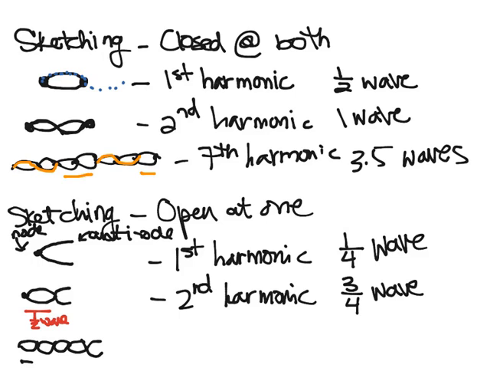And if you notice, we basically add an additional half loop for every harmonic, but we are still starting with a node and ending with an antinode. And for this harmonic, if you want to count the number of waves, every 2 loops is a wave. So we have 1 wave, 2 waves, and then half of a loop. So that's 2.25 waves.